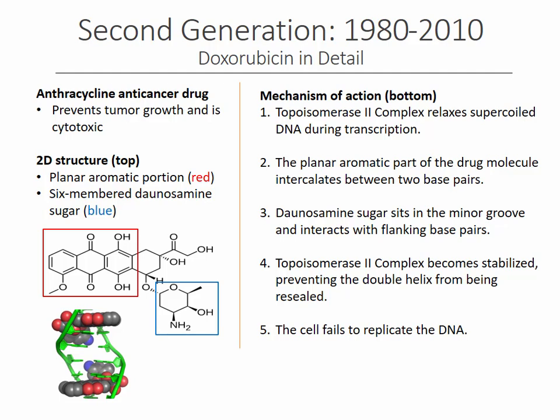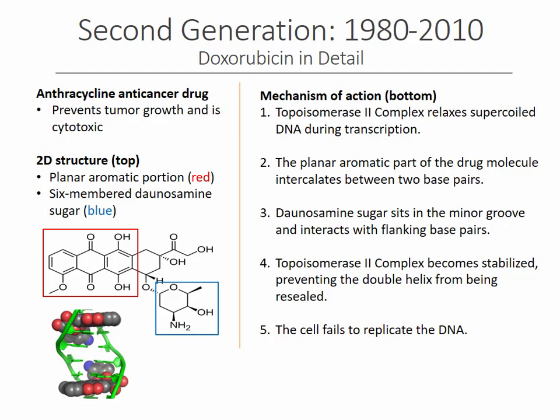So how does it do its job? What it does is it messes with the DNA replication process. So as DNA is going through the process of replication, it reaches a stage called transcription. During transcription, you have an enzyme called topoisomerase II complex, and what that does is it relaxes the supercoiled double helix. I have a little picture down here.